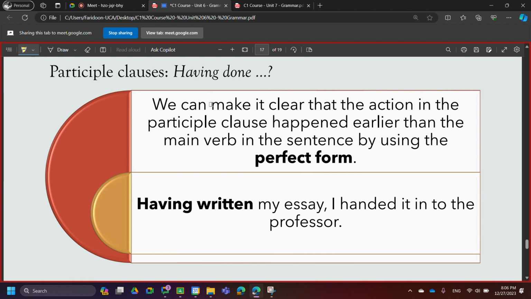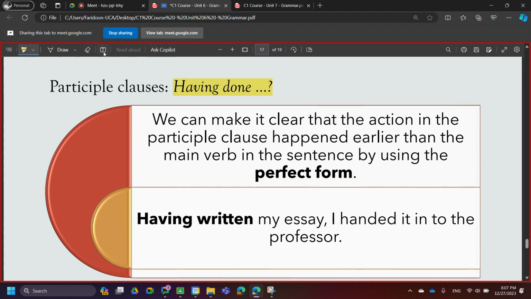So, what about "having done"? What does it mean and why do we need it? Okay, we can make it clear that the action in the participle clause happened earlier than the main verb in the sentence by using the perfect form. So, instead of using the normal participle clause, you can use the perfect participle clause, or the perfect version of it. It just means that the action inside the participle clause has happened before the main verb, before the action of the main verb in the sentence.